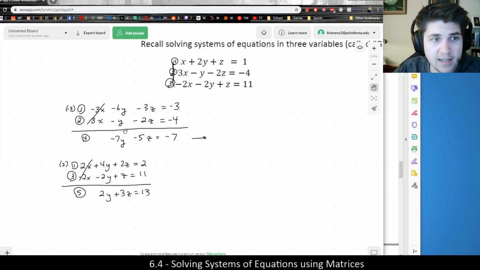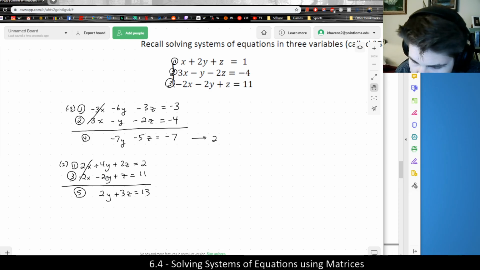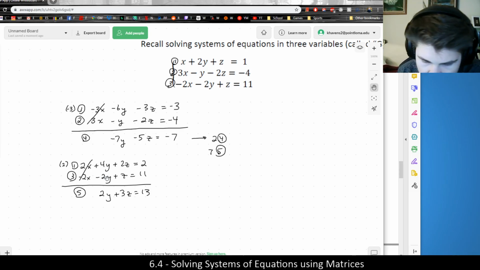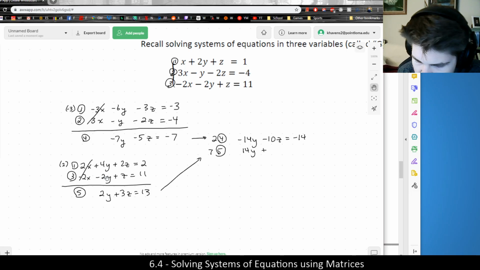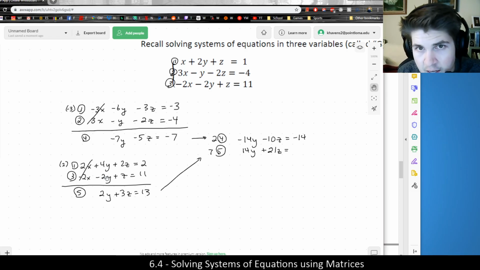Since equation 4 has a coefficient of 7, and equation 5 has a coefficient of 2, I want to multiply them by their respective coefficients, or by the opposing coefficients. So if I do 2 times equation 4 and 7 times equation 5, that would leave me with -14y minus 10z is equal to -14. And on the second equation, 7 times 5 would be 14y plus 7 times 3 is 21z is equal to 7 times 13.